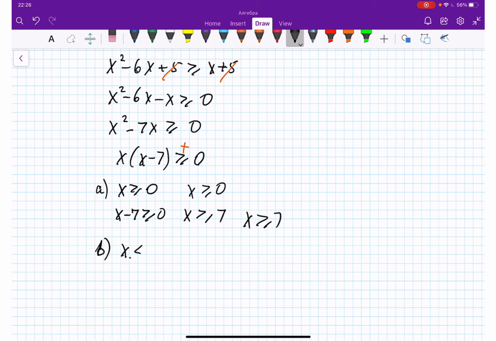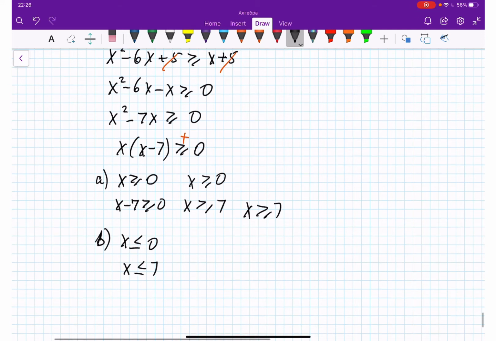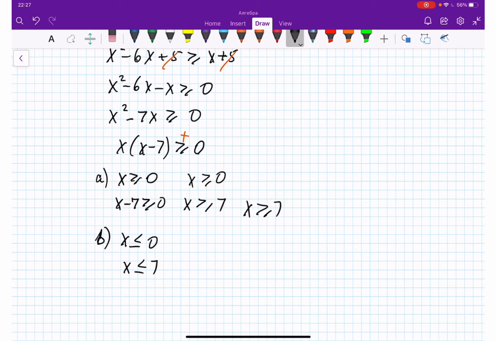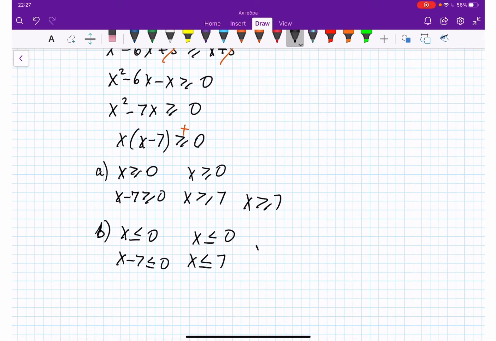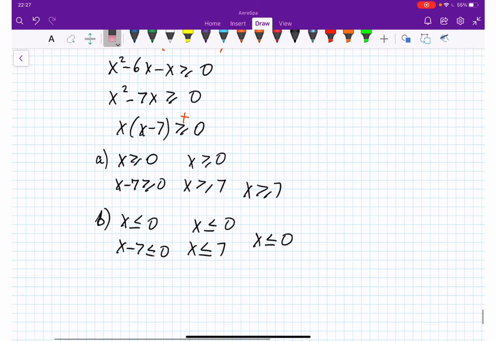We have x minus 7 less or equal to 0 and x less or equal to 0. Let me write it down fully here: x is less or equal to 7 and x is less or equal to 0. So in this case, the answer is going to be x less or equal to 0, right? Because it starts from 7, less or equal, and this is 0, less or equal. So they overlap each other up to 0. Therefore, the common answer is going to be less or equal to 0.